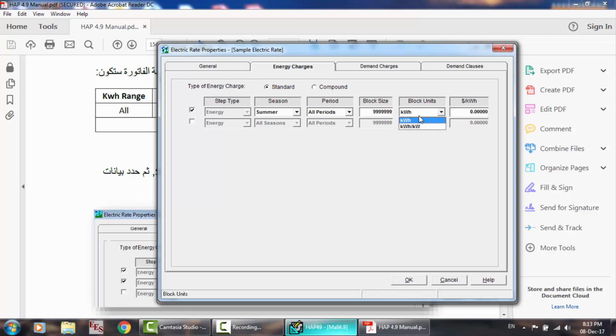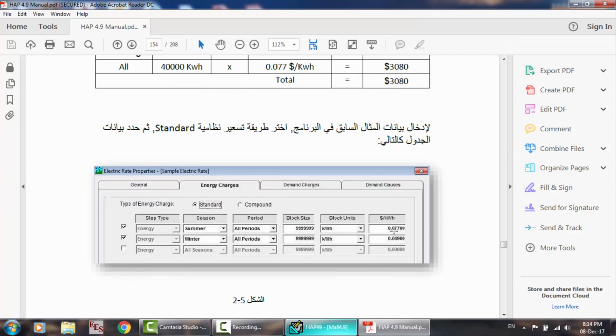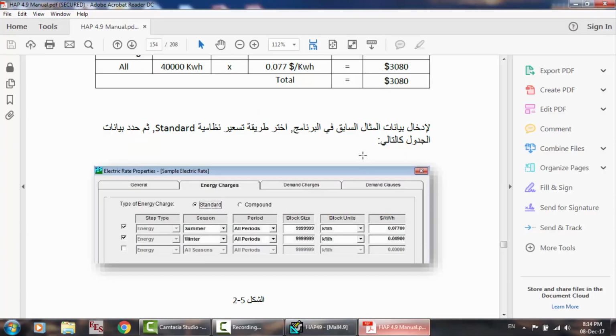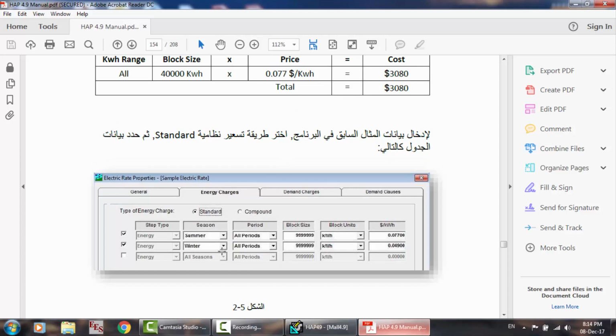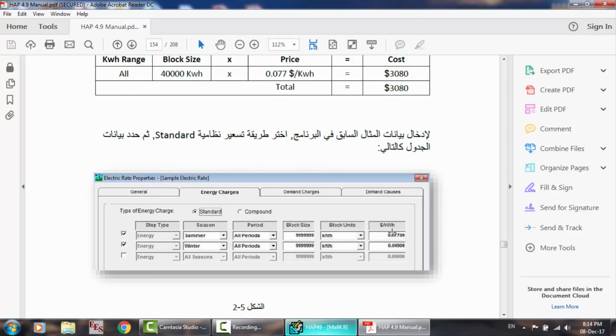And you're in kilowatt hours or kilowatt hours per kilowatt. So here kilowatt hour, and here how many dollars? 0.077, like this, for the summer. For the winter, all periods, if the price is fixed, you have to put these nines in kilowatt hours, and how much will it be? 0.049. This is the price through the winter.